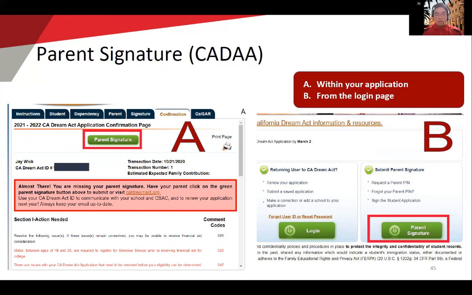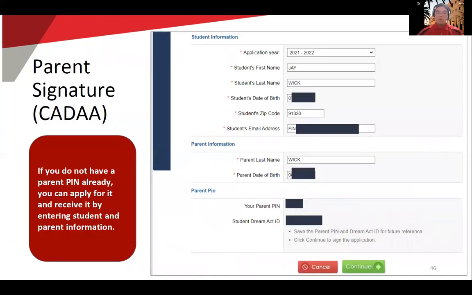And sometimes if you don't have your parents with you during the application process, you or your parent may go back to the main page of the California Student Aid Commission website to submit the parent signature. Next slide, please. If you do not have a parent PIN already, you may apply for a PIN by entering the student information and parent information, which accurately reflects the same information inputted in the application.